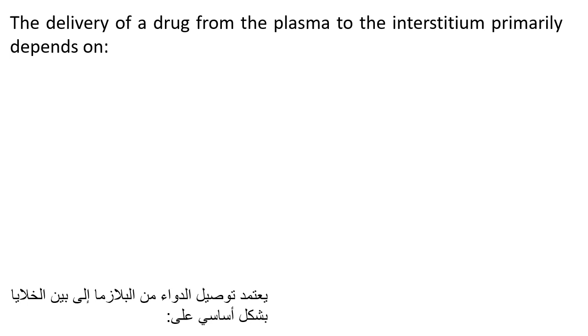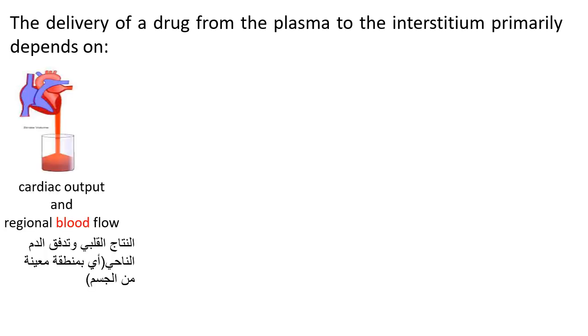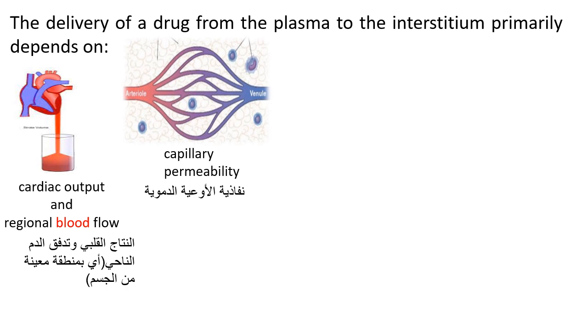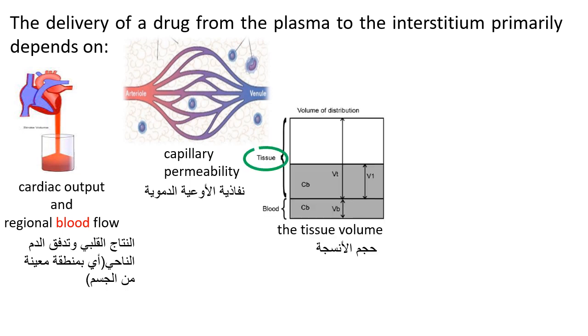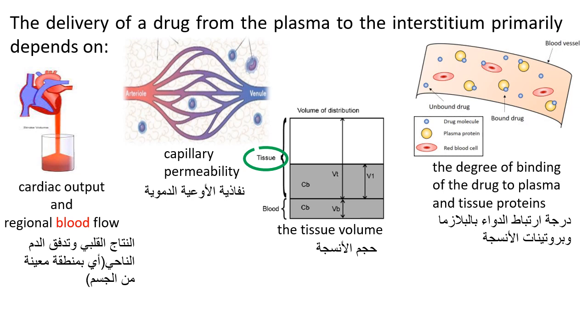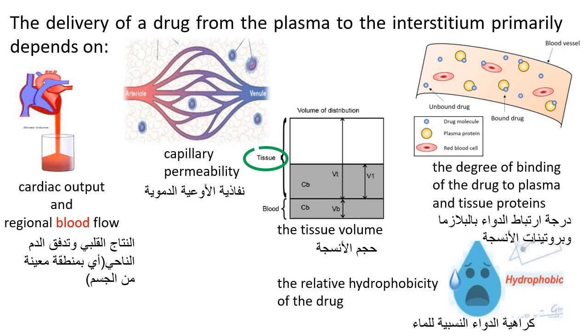The delivery of a drug from the plasma to the interstitium primarily depends on cardiac output and regional blood flow, capillary permeability, the tissue volume, the degree of binding of the drug to plasma and tissue proteins, and the relative hydrophobicity of the drug.